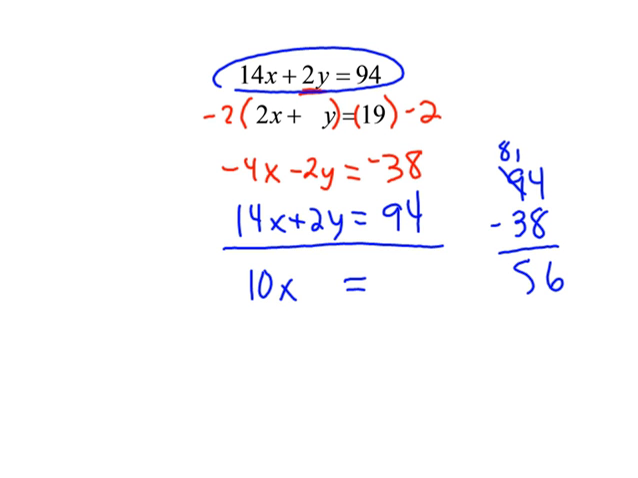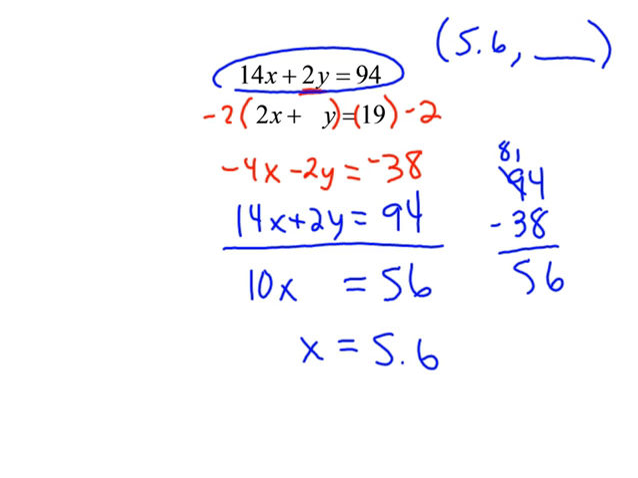We get 56, so 10x equals 56. Divide by 10 and x is equal to 5.6. Once I know that x is 5.6, I need to go back and solve for y. I can use either equation. I'm going to use the second one since it originally just had a y.